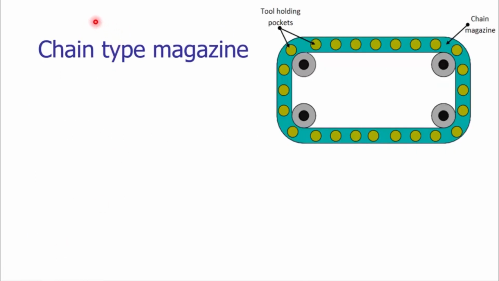The next type of magazine is the chain type magazine. In this arrangement, we are using a long chain which is operated by sprockets. These sprockets are driven by electric motors. In the chain, we have tool holding pockets. As the chain moves, driven by the sprockets, we get the required indexing of the tools. Based on the required tool, a tool changing mechanism will take the tool out of the chain magazine and insert it into the spindle.